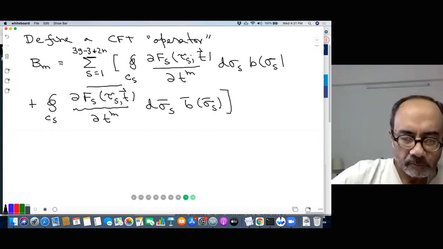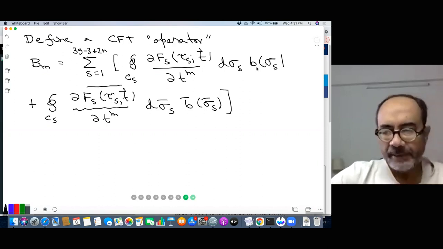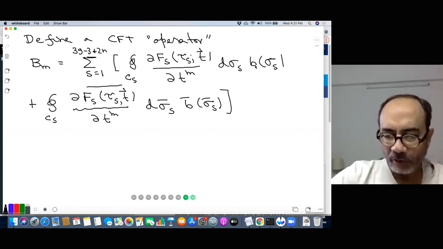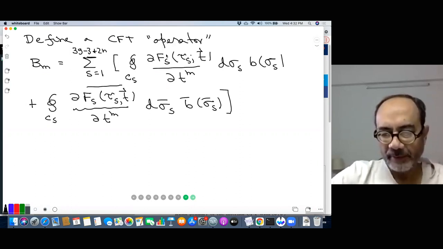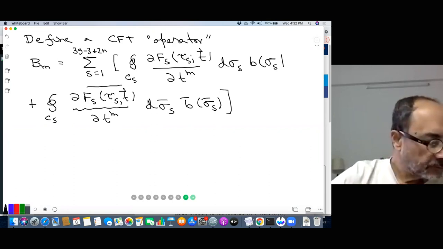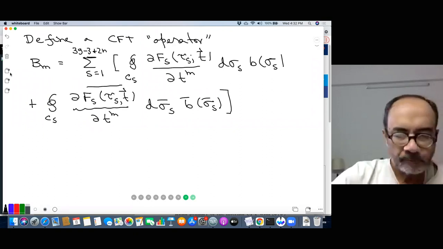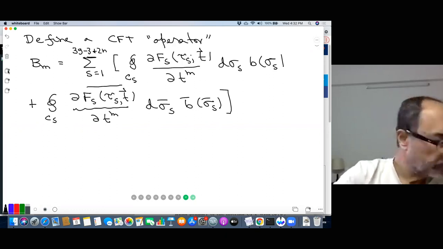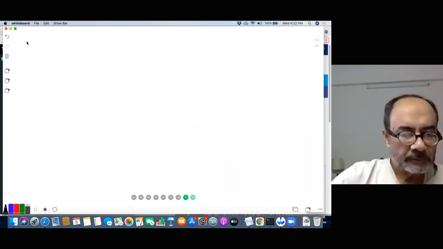So when I write B of sigma_S, this is B evaluated in the sigma_S coordinate system. That's the notation we have been using all through, right? So the argument also tells us what coordinate system we are using to insert B. This derivative is taken at fixed sigma. We take the derivative of F_S with respect to t_M at fixed sigma. So that's the definition of the operator B_M. I hope it's clear. Now let's suppose that we have a set of off-shell string states.